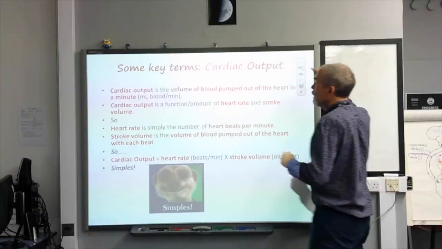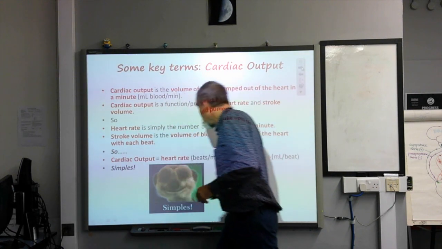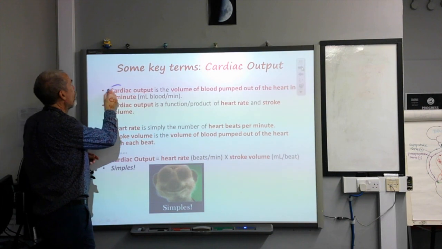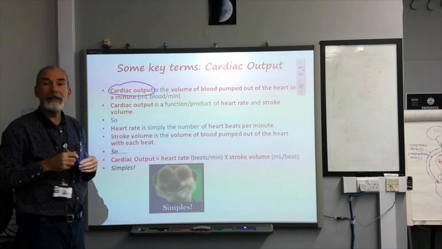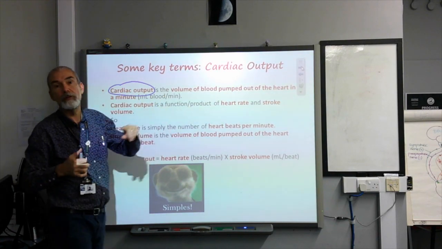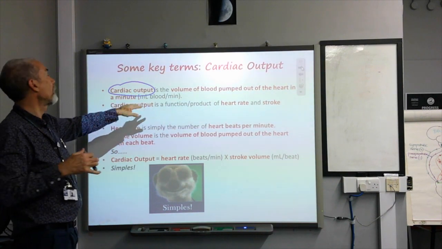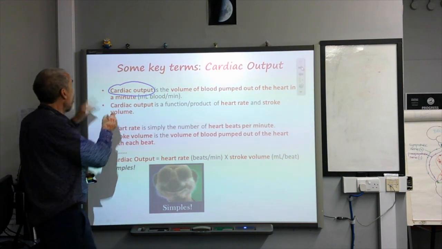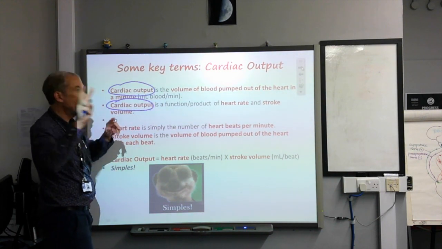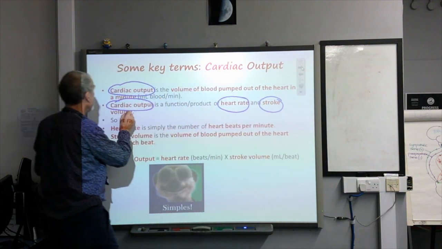Okay, so let's have a look at some key terms to start with. First of all, we have this term that I will need you to define in the work that you are doing for me. Cardiac output. So cardiac output is the volume of blood that is pumped out of your heart with each beat. So therefore it is measured in millilitres of blood per minute. Cardiac output is actually a product or a function of two things. One is heart rate, the other is called stroke volume.